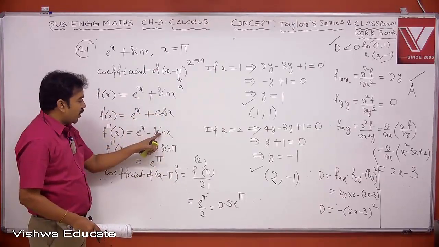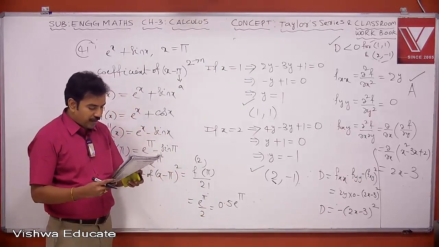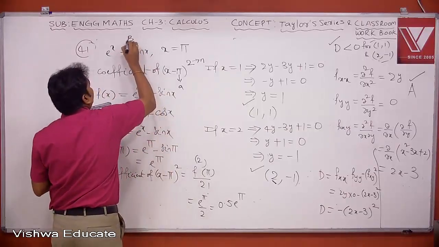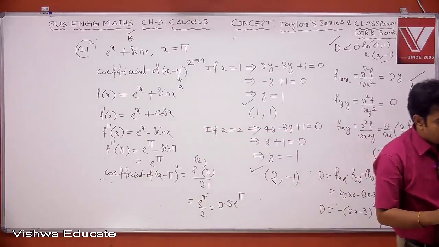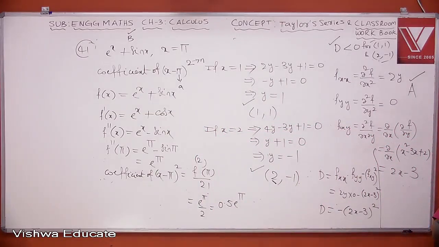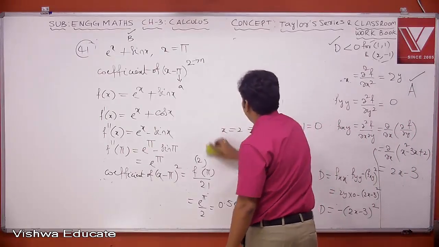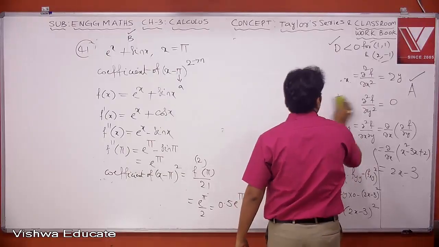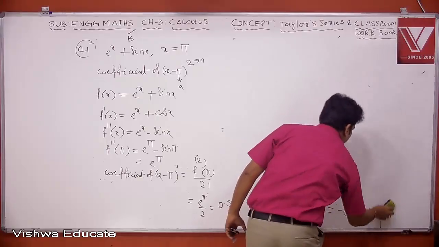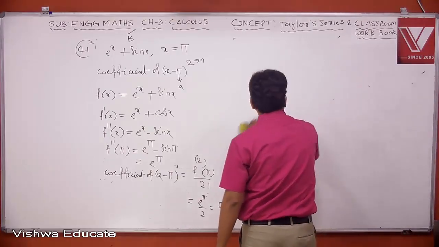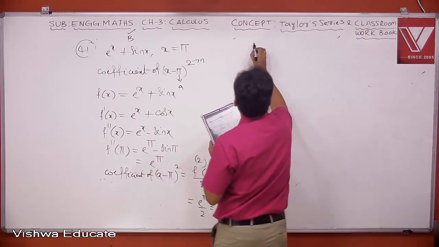E power x plus sin x. So the second derivative is e power x minus sin x, replace x by pi. The final value is 0.5 into e power pi. Therefore, option B is the right answer for question number 41. Now let us see question number 42.